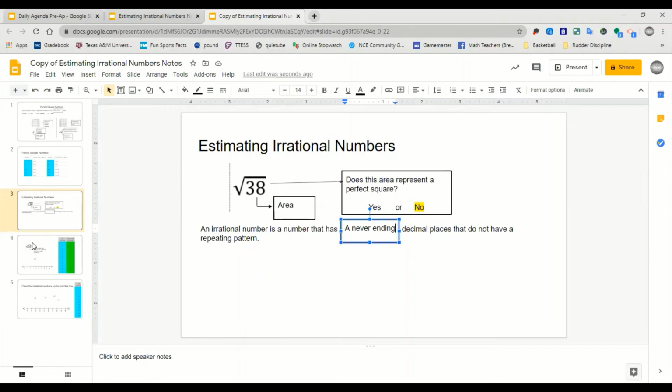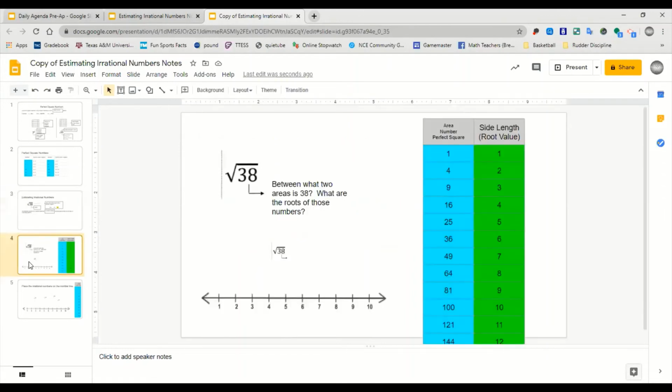So here's a table of all your square roots and your perfect square numbers. The blue is your numbers. The green is the square root. So if I took the square root of 81, what would be my square root of 81? What's my side length? 9, right? Because 9 times 9 is 81.